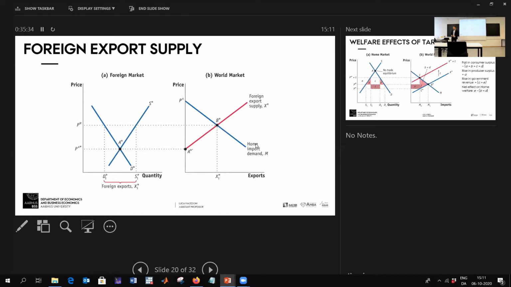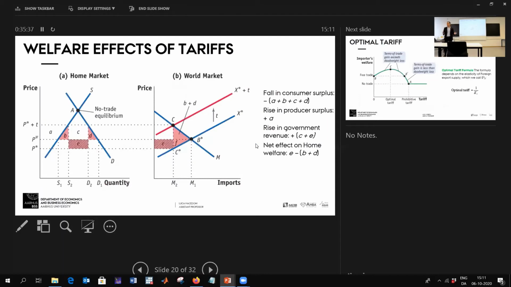Okay, so let's impose a tariff in this framework. Just as before, we're going to represent this imposition of a tariff as an upward shift in the supply curve. Okay, so now we have three prices to keep in mind. There is a price PW, which was the original price we were paying before the imposition of the tariff.